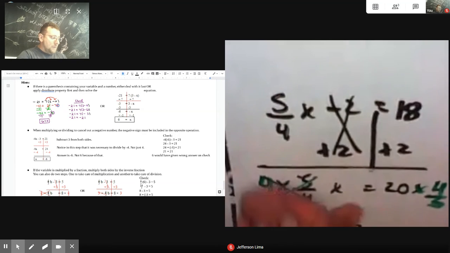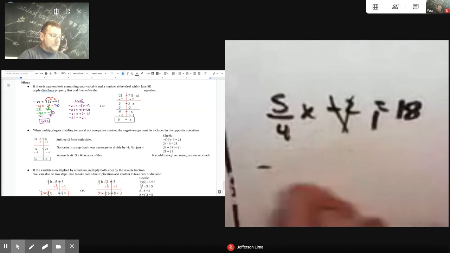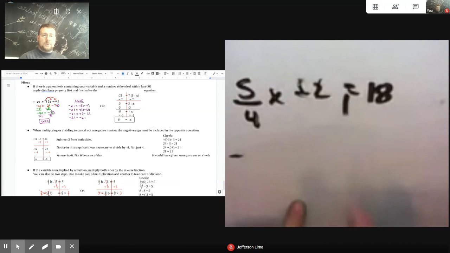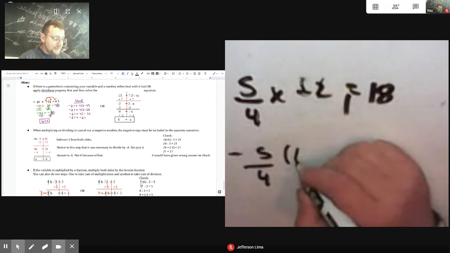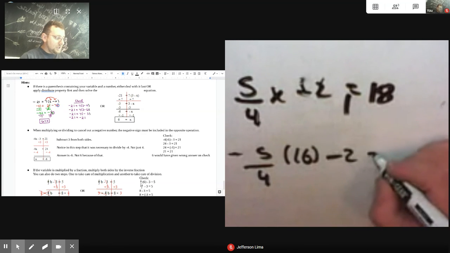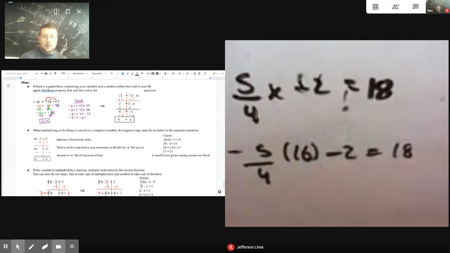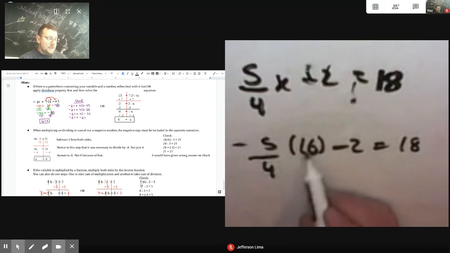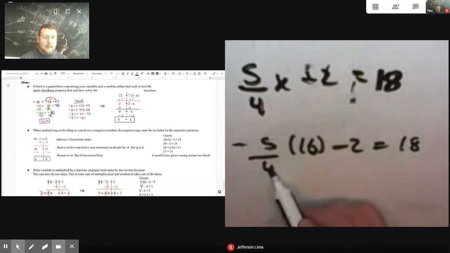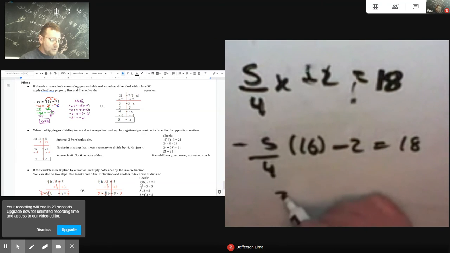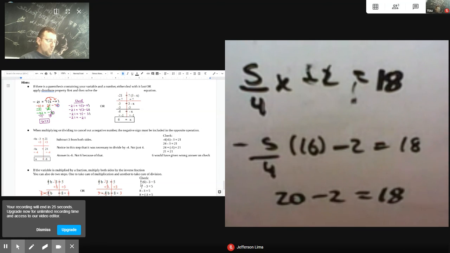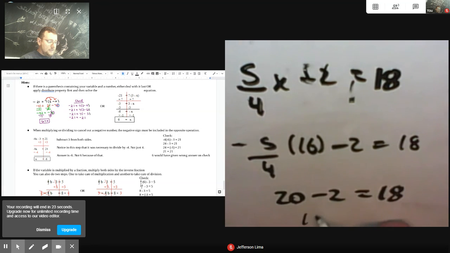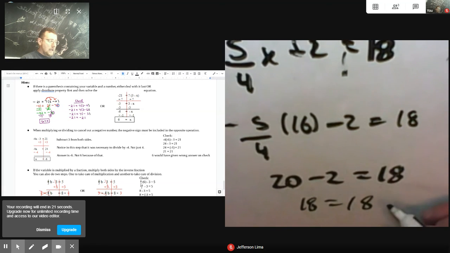So I'm going to go back to my original problem here and see really quick if that was the right answer. So 5/4, I'm going to plug in 16, minus 2 equals 18. And I do order of operations. 16 divided by 4 is 4, times 5 is 20. So I took care of that. Minus 2 equals 18. 20 minus 2 is 18. So 18 is 18. I am right.